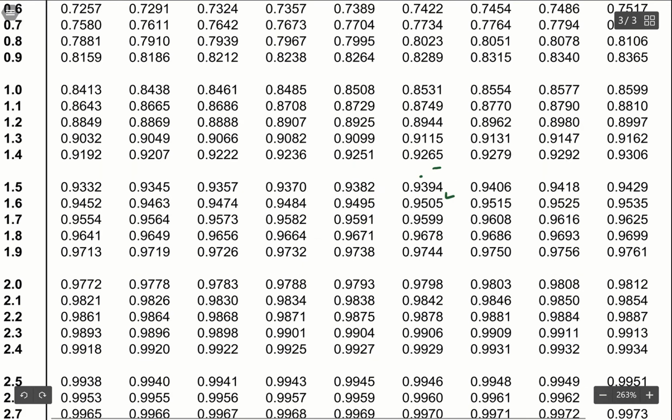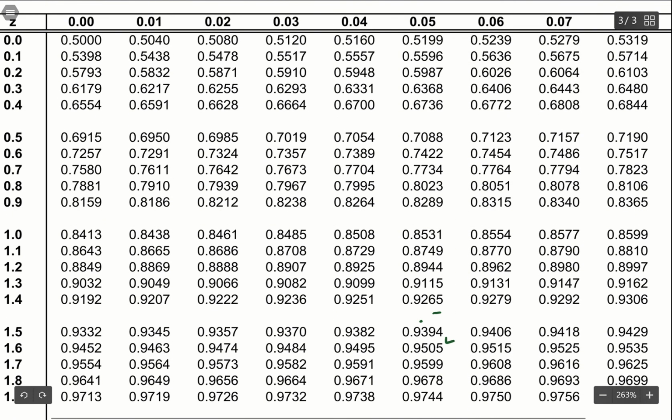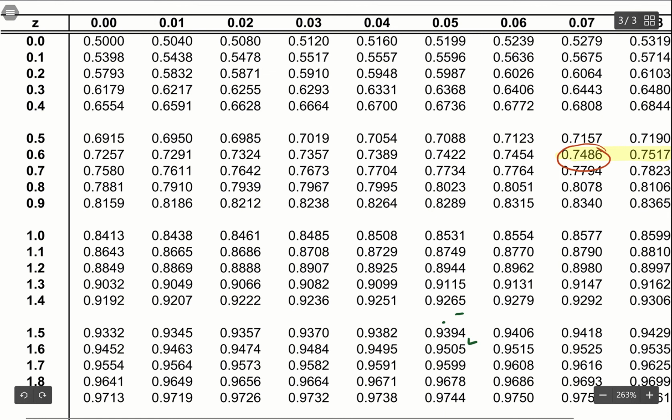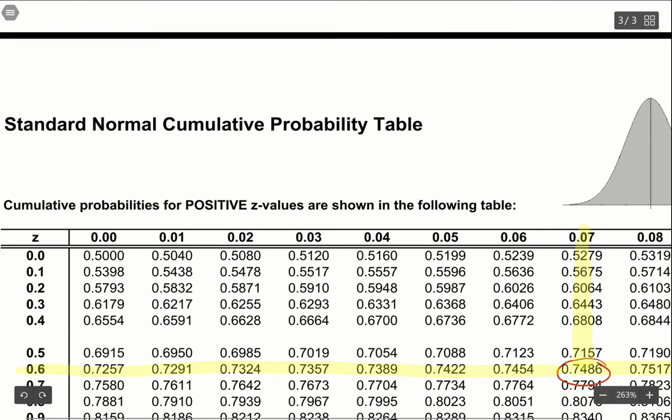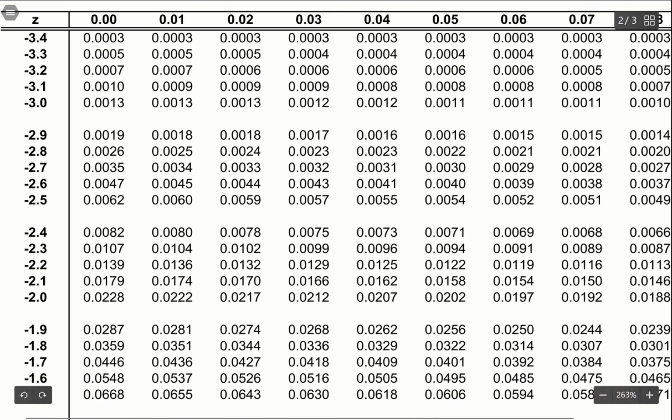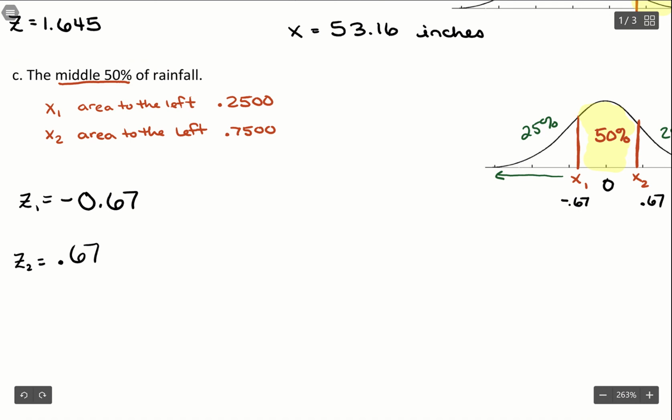Let's see, 0.75 is up higher here, and we're going to be between this 0.7486 and 0.7517, and when you do the calculations, you'll find that 0.7486 is closest, and that shows us our positive 0.6 matching up with the 7, so we get the same z-score out. So when you have these cases of middle percentage, you'll have symmetry of your z-scores of positive and negative.